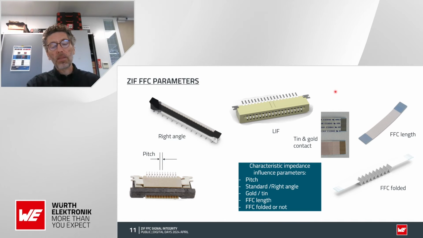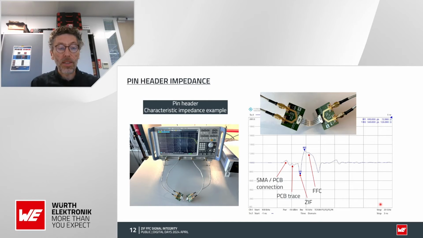We have tin and gold contact for ZIF and FFC. Which is the best? If you take gold contact, will it increase the signal integrity or not? You don't know, maybe you will have the answer. What is the influence of FFC length? And because we also have folded cables, does that have an influence? Does it decrease the signal integrity or not? That is also an interesting question that I have had many times in the past. So I hope you will learn it today.